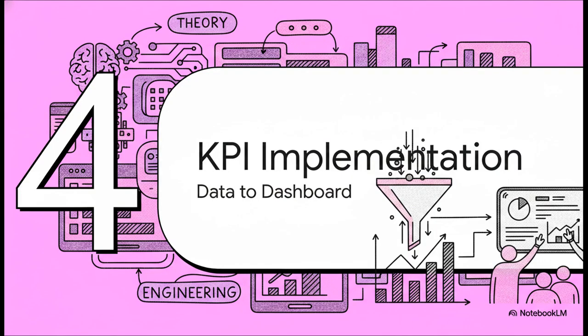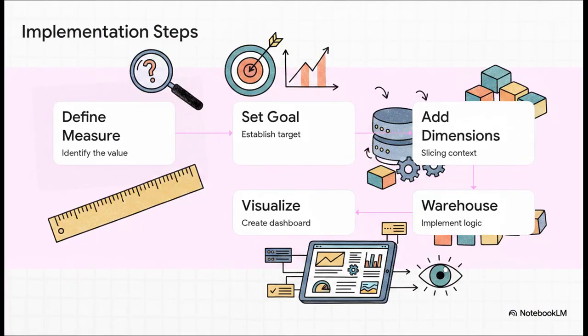Finally, let's wrap everything up with Section 4, Implementation and Visualization. So here is the actionable blueprint for actually getting this done. Step 1. Define the raw measure using your base data. Step 2. Lock in the target goal that defines success. Step 3. Architect the dimensions that will provide the necessary slice and context.